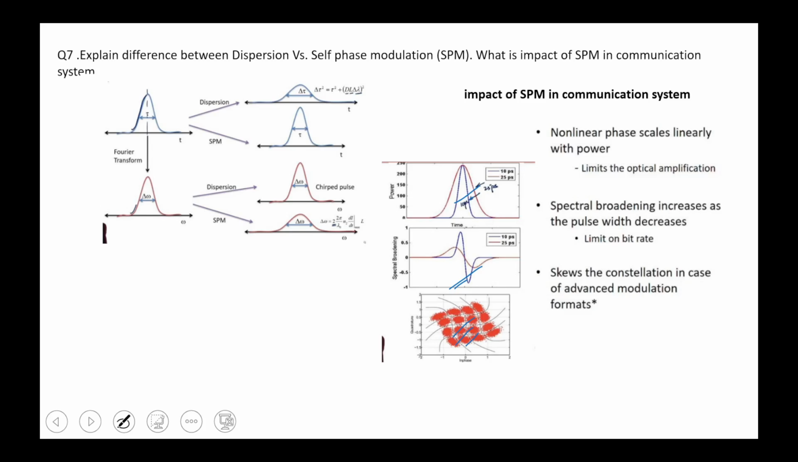So this is the Fourier transformation, and delta omega is the bandwidth. In the case of dispersion, there is pulse spreading, and in the case of self-phase modulation, the signal intensity will be increased. In the case of dispersion, there is a shift in frequency. In terms of frequency, the transfer of the signal will be like that only.